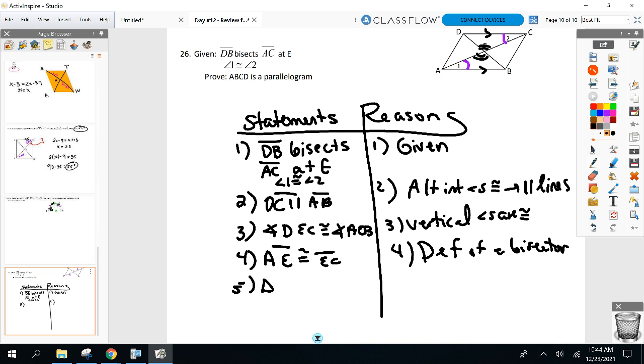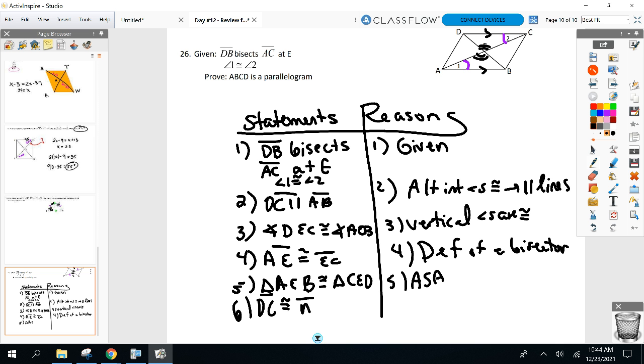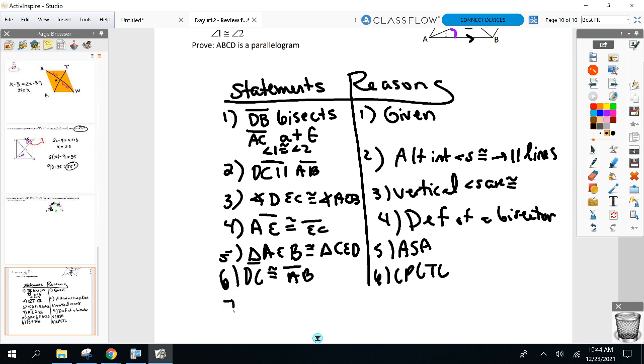So triangle AEB is congruent to triangle CED, angle side angle. And then that's how I get the same pair congruent. DC congruent to AB, CPCTC. And then now it's a parallelogram. Both pairs of opposite sides are parallel. Okay?